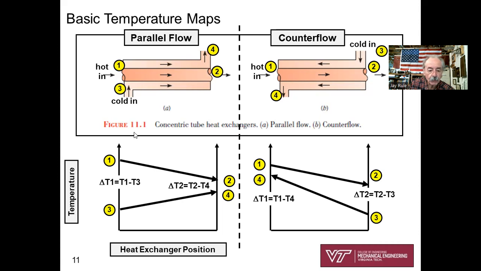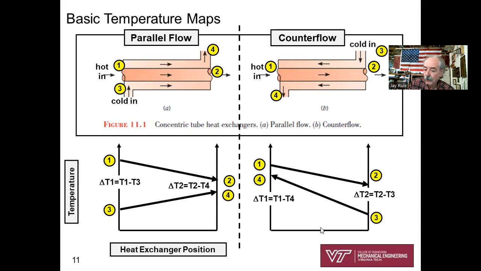For parallel flow, we've got state 1 and state 3, both going in: hot fluid T1, cold fluid T3. Look at that. The maximum delta T is right here going in for parallel flow. As the two fluids flow in the exchanger, they exchange heat, hot to cold. The cold gets hotter, okay? And so ultimately, at T4, the cold gets hotter and the hot gets colder. Easy to see. So the delta T is the smallest here.